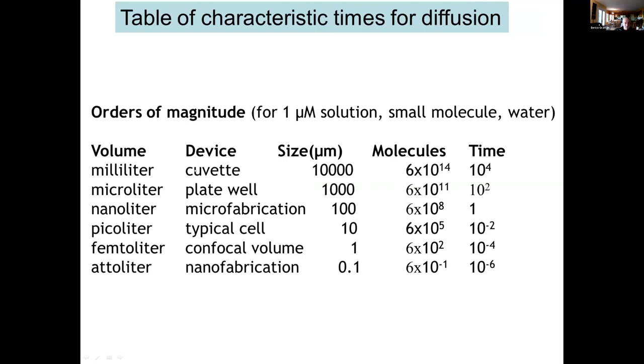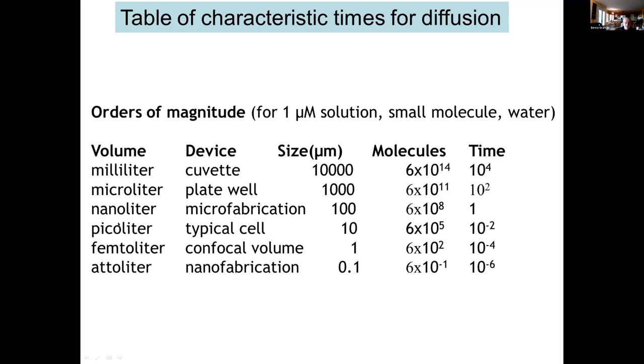So for example, if you have a volume like a cuvette, which is on the order of millimeters, so the size, let us say, is 10,000 microns. And then suppose you have a 1 micromolar solution, you have on the order, according to Avogadro's number, of 10 to the 14 molecules. But the time it takes a molecule to cross a cuvette is on the order of 10 to the 4, which is a very long time, 10 to the 4 seconds.